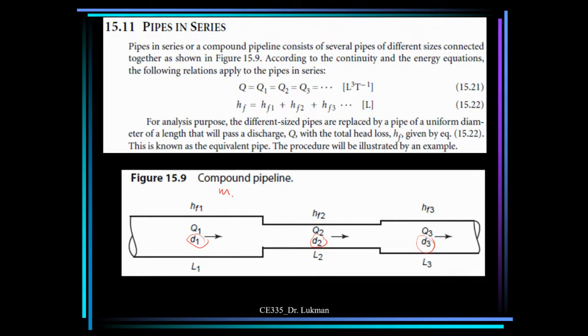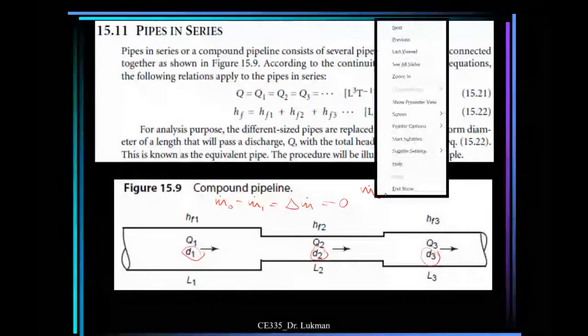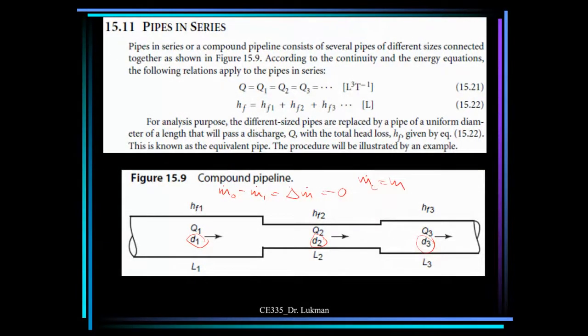So the rate of mass out of the system minus into the system is equal to the rate of change of mass in the control system. This is 0 because there is no accumulation. So the rate of mass into the system is equal to the rate of mass out of the system. And what is this rate? It's simply rho Q, the rate of mass inflow, which is rho2 Q2.